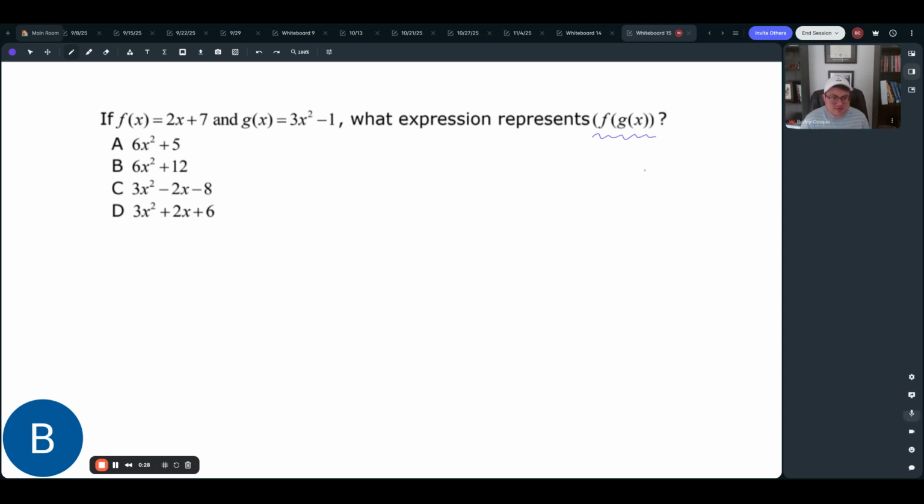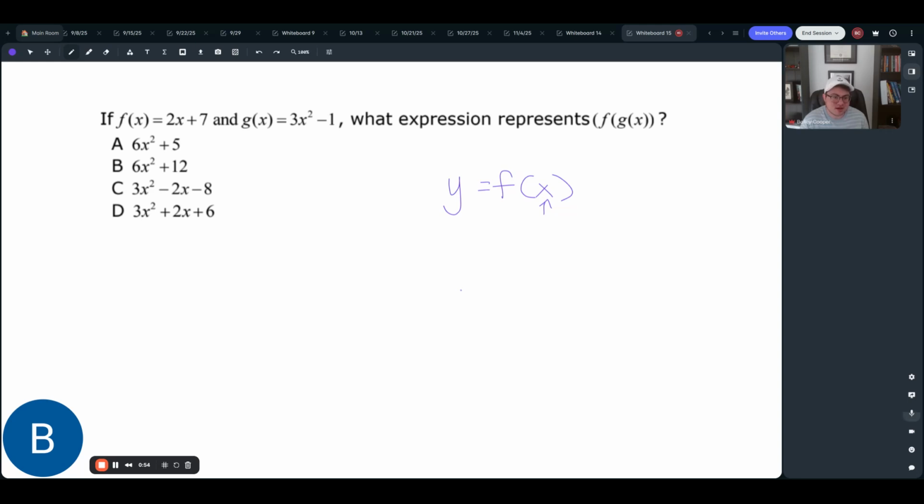Basically what this means is that wherever we see an x in f of x, we're going to replace it with the entirety of g of x. One way that you can figure that out for yourself is if you remember the format y equals f of x. So what this means is your input is x and your output is y. And this is just saying y is another way to say f of x.